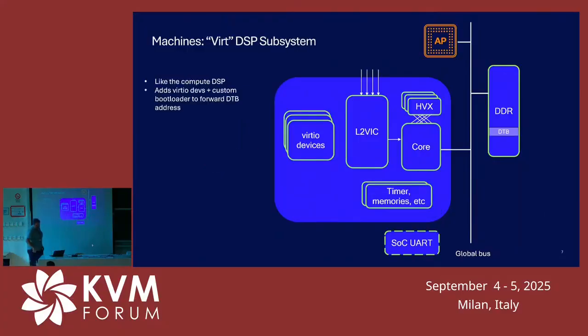And then, very similar to the compute DSP that I showed before, is a virt system that has slightly fewer pieces and then a couple of extra pieces. So we have a synthetic device tree that's similar to how other architectures create a dynamic device tree blob. We have VirtIO devices, and then all the same timer and memories that were there before.